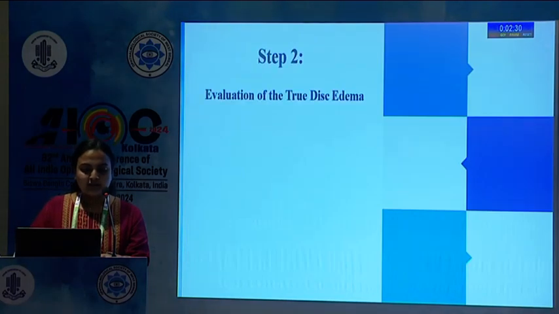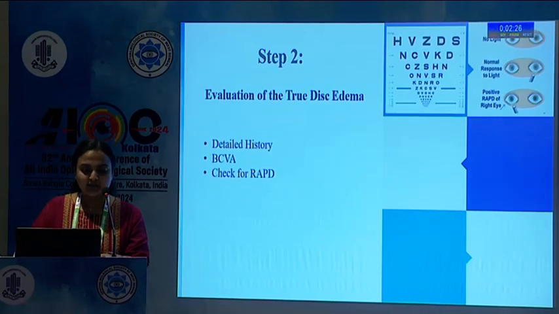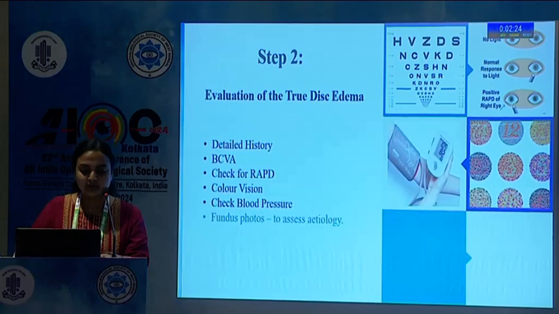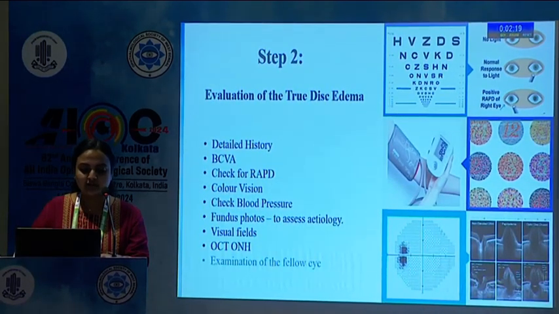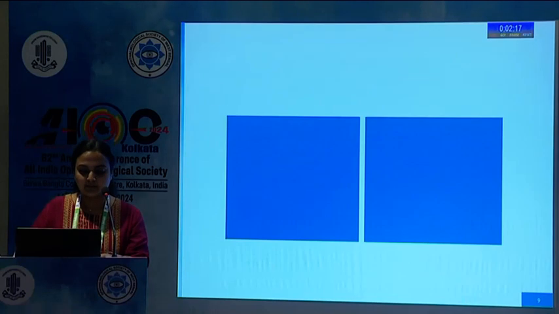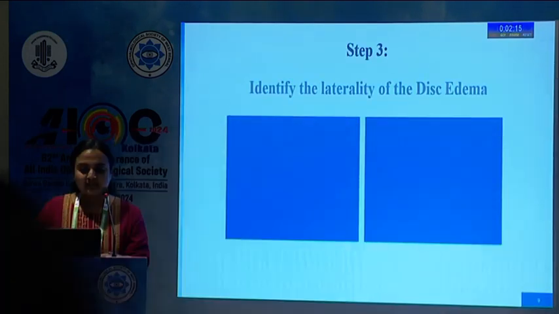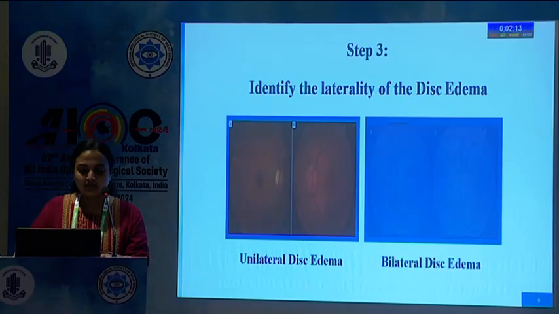So step number 2, once you identify a disc edema, next is to go into the history, do a BCVA, check for RAPD, color vision, blood pressure, fundus for any other etiological clues, visual fields, and OCT ONH to confirm a diagnosis, and do not forget to examine the other eye. So step number 3 is to establish whether it is a unilateral disc edema or a bilateral disc edema.